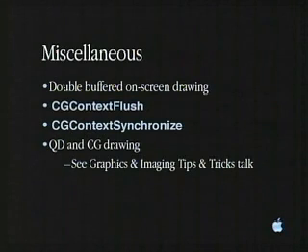Some miscellaneous items. One thing, if you're drawing on screen, you have to understand that you're drawing into a back buffer. It's buffered for you. There's double buffering that's applied to the system. You're not drawing directly to screen. So you would want to do a flushing operation if you wanted to see that drawing operation immediately on the screen. There's also another function called CG context synchronize, and that's primarily similar to flushing, except it allows you to synchronize drawing from multiple components so that they're all atomically flushed at the same time.